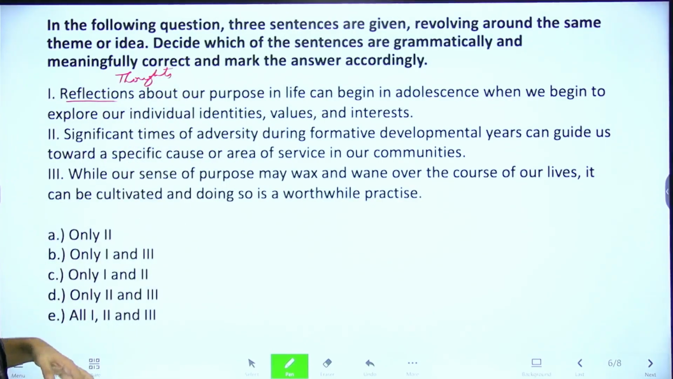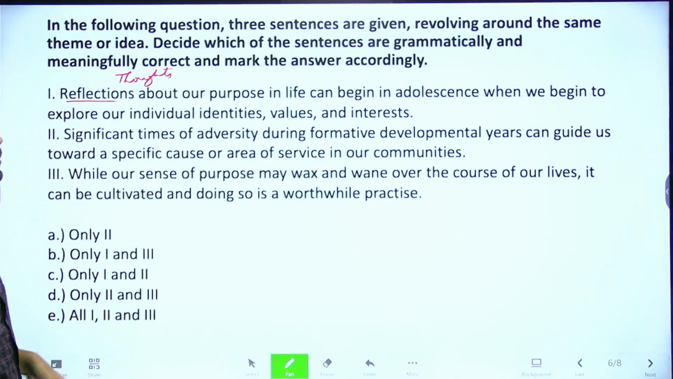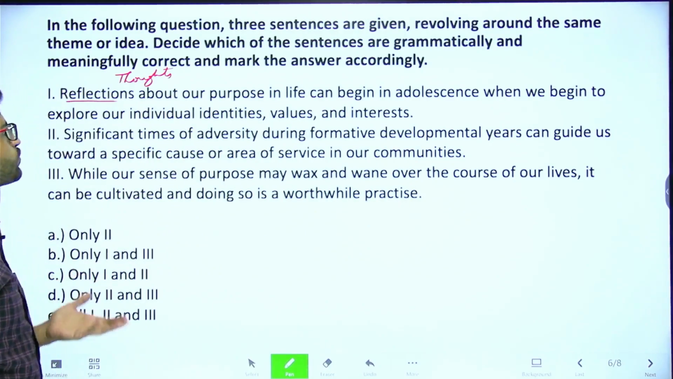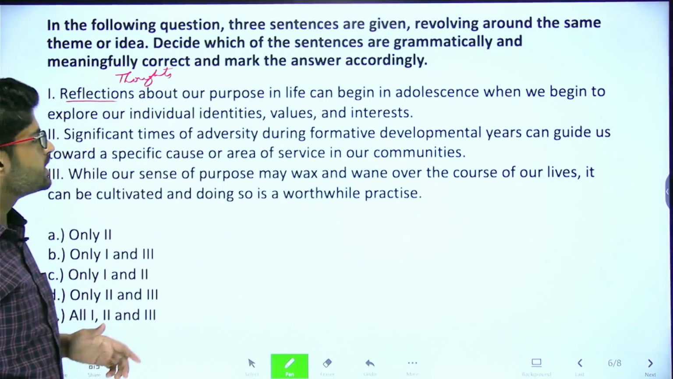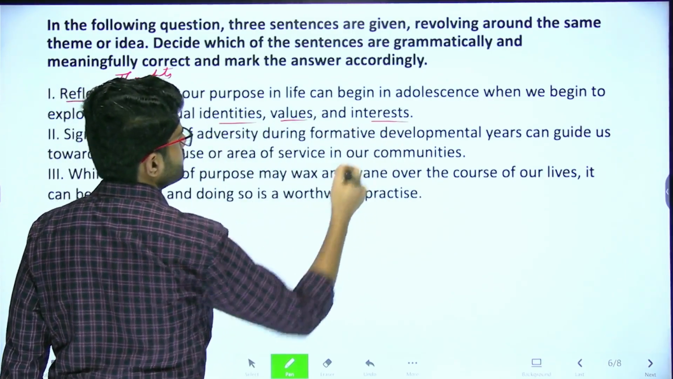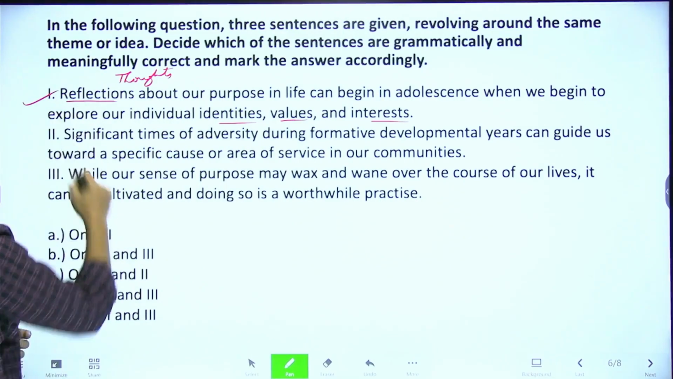Reflections, deep thoughts about our purpose. हमारा क्या purpose है? What is our aim in life? So वो thoughts कब begin हो सकते हैं? They can begin in adolescence when we begin to explore our individual identities, values and interests. So यहाँ भी identities, values and interests ये correct है, सब plural में है. So this sentence is correct.